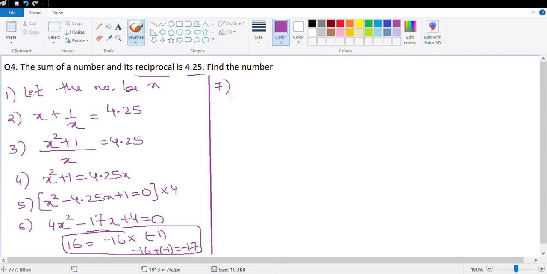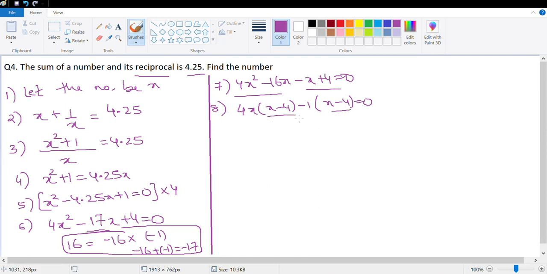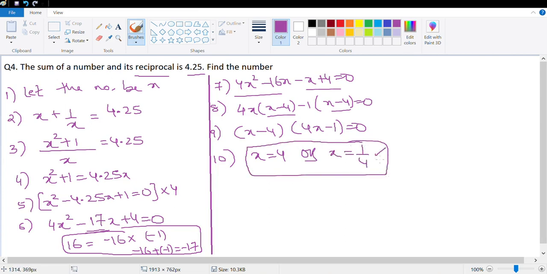So this will give me 4x squared minus 16x minus x plus 4 is equal to 0. Grouping it the way I've underlined, 4x times (x minus 4) minus 1 times (x minus 4) is equal to 0. x minus 4 is common, so (x minus 4) times (4x minus 1) is equal to 0. That gives us x is equal to 4 or x is equal to 1 by 4. So these are the two possible solutions. Good, let's look at the next question.